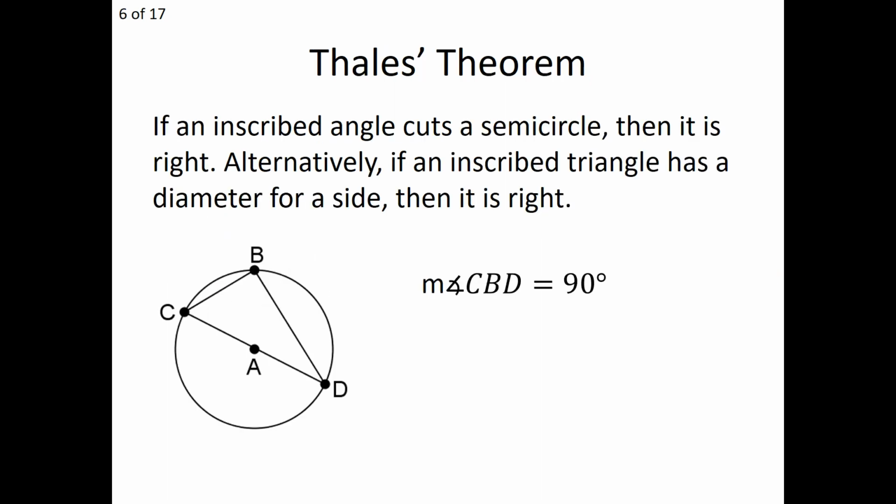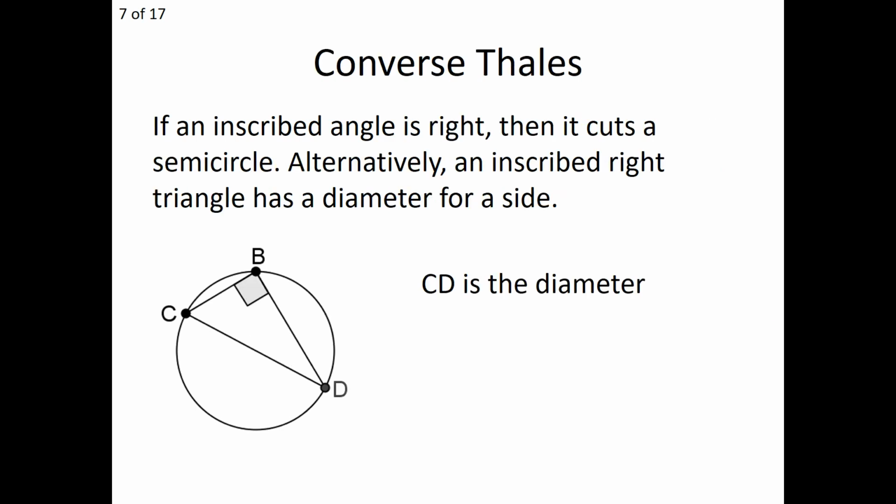We have Thales' theorem, which we saw in the last lesson, 9.5, where if you inscribe a triangle such that one of the sides is a diameter, that means you're working with a right triangle. We proved that angle CBD, or angle B there, is a 90-degree angle. Now, the converse of Thales is also true. If you inscribe a right triangle, the side of your triangle opposite the right angle must be a diameter. So CD is going to be a diameter of the circle.